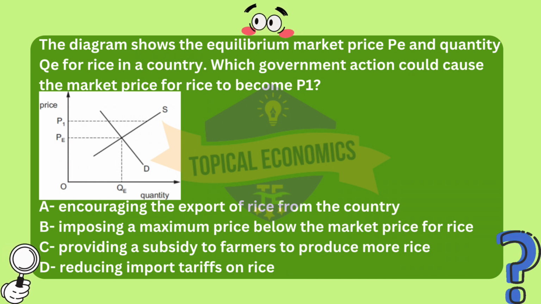Encouraging the export of rice from the country would mean that more rice is leaving the domestic market and being sold to other countries. As a result, the supply of rice in the domestic market would decrease. When there is less supply of rice available for local consumers, the price tends to increase as demand outstrips the available supply. This is likely to push the price up to P1.